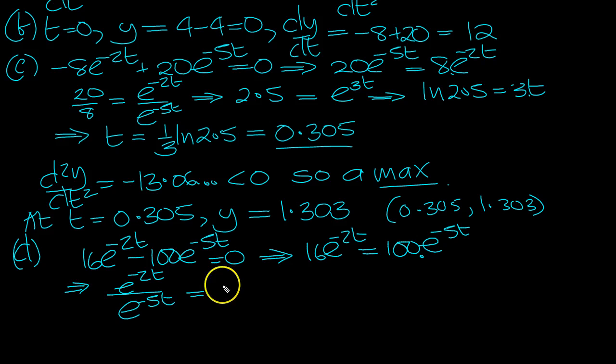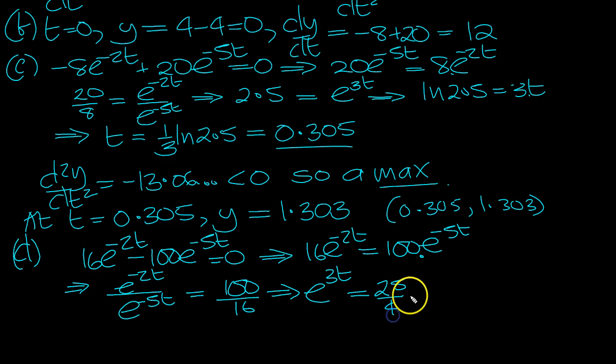And that will equal the 100 that we leave as is, and we'll move the 16 down from times to divide. This here, divide your minus top take bottom with the rules for indices, so you end up with minus 2t minus 5t, which is plus, giving e to the 3t. 100 over 16 is 25 over 4. Okay, and that's 6.25. Tap it in the calculator if you need to.